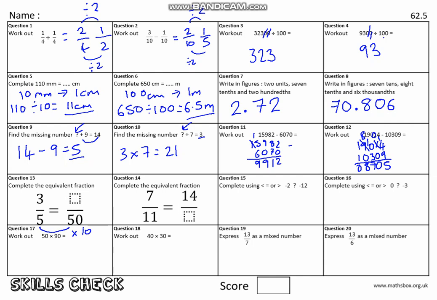So now, because I know I times the bottom by 10 to get 50, I have to times the top by 10 as well. So if I do 3 times 10, I get 30. So I know that the equivalent fraction is 30 over 50.